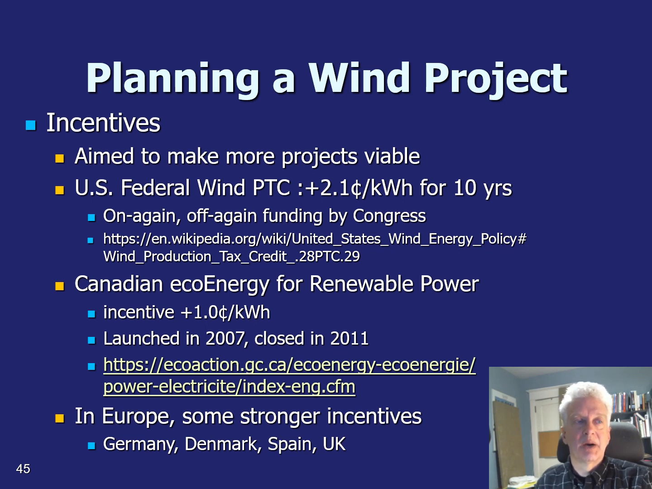Again, as I mentioned, that was funded by Congress and then cut off and started and stopped. So there's a Wikipedia page giving the history. In Canada, the federal system had an eco-energy credit incentive for renewable power of 1 cent per kilowatt hour. That was launched in 2007 and was closed in 2011. There's a web link about that. In Europe, they've had stronger incentives. Countries like Germany, Denmark, Spain, and the UK have each gone through government programs like that.